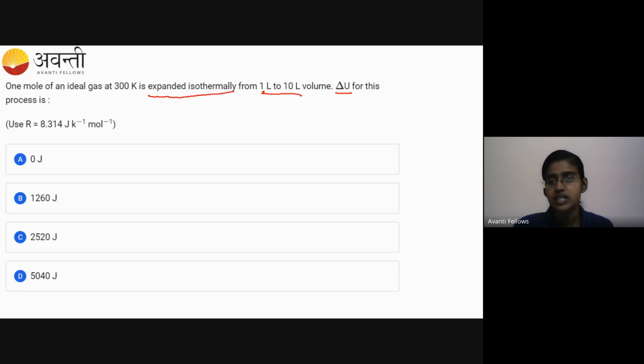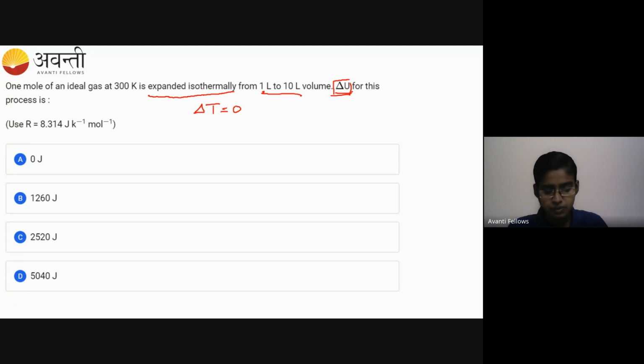What is isothermal? Temperature is constant. If temperature is constant, delta T is equal to 0, right? So these are the informations we are having with us. Now, how to find out delta U by using this information? Any idea? Has anyone got the answer?